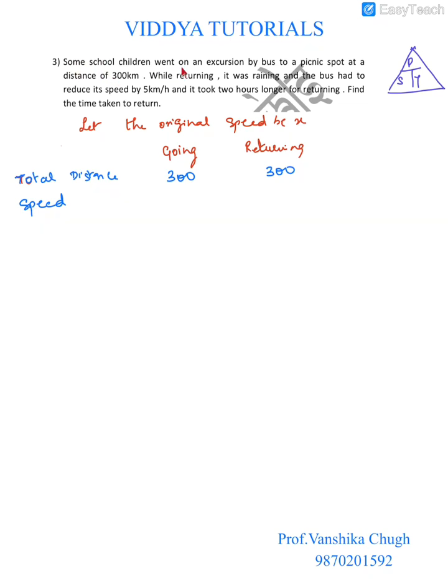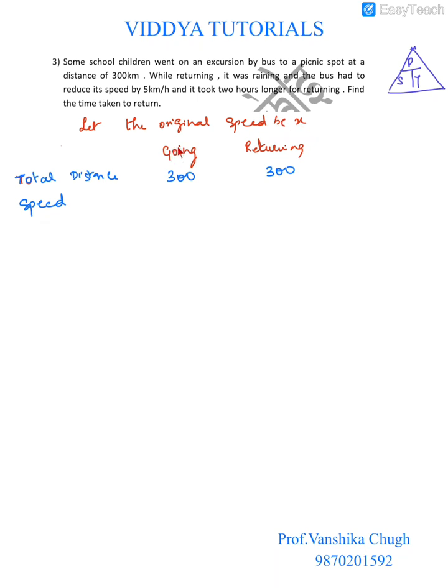Some school children went on an excursion by bus to a picnic spot at a distance of 300 kilometers. While returning, it was raining and the speed had to be reduced by 5 kilometers per hour, and it took 2 hours longer for returning. Find the time taken to return. So we'll assume the original speed to be x. I know we have to find the time, but let's assume the original speed to be x.